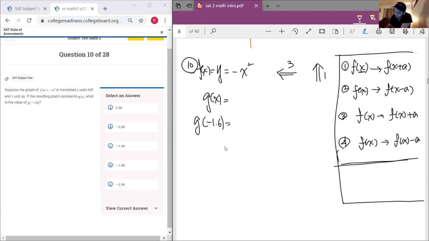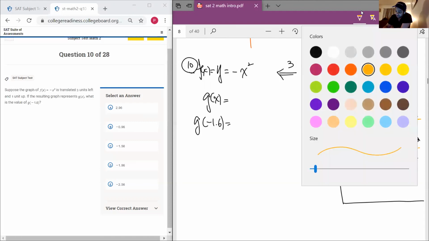This one is moving left a units. This one is moving right a units. This one is moving up a units. It's easier to understand, right? If I just add a constant value to the entire function, every y value is getting pushed up by a units. And likewise, this one is getting pushed down by a units.